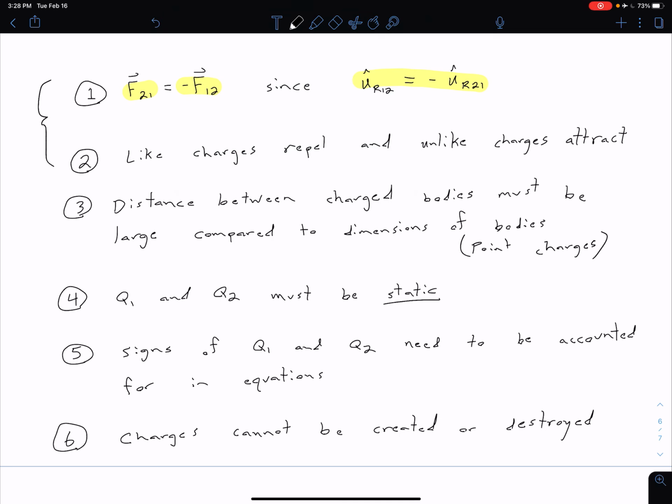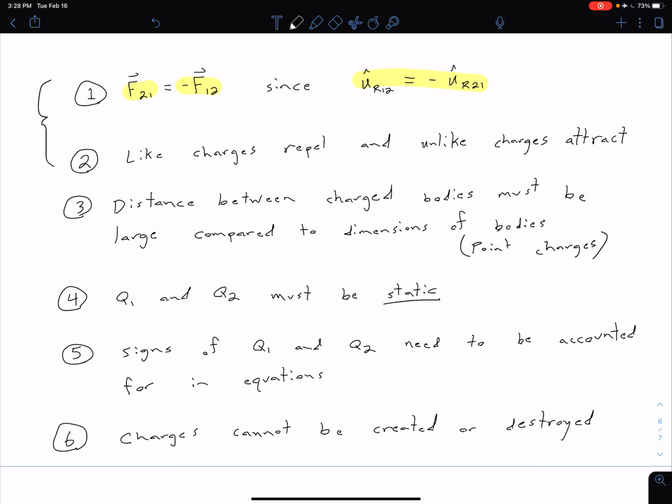So we need to be careful to account for the sign of the charge of both charges when we're using these equations. And then the sixth thing is not necessarily related directly to using this equation, but in general, charges cannot be created or destroyed. So we can't just create a charge out of thin air and say, here it is at this point. And if they're moving towards each other or forcing each other certain ways, they're never going to destroy one of the charges.